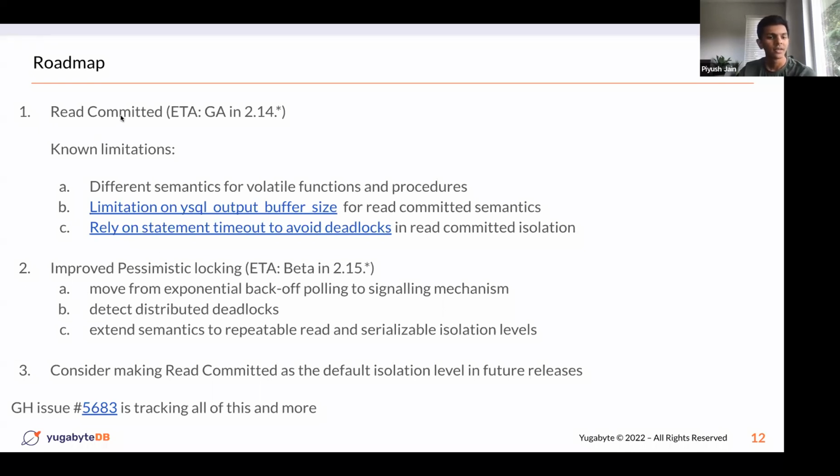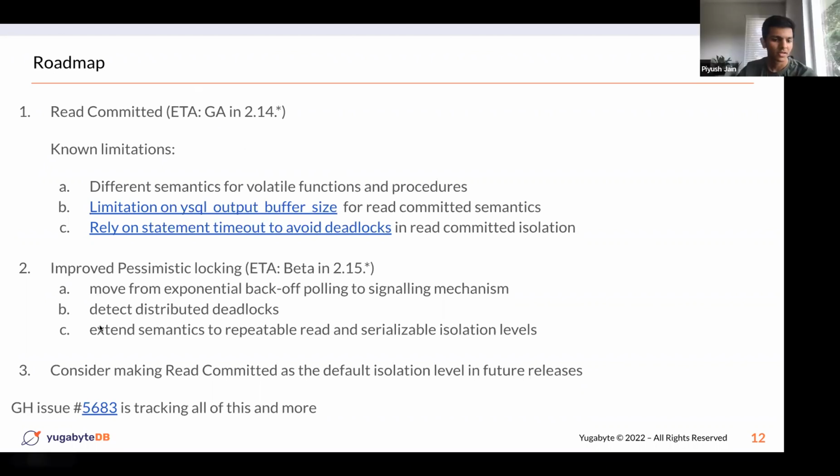Now, in the current pessimistic locking version, we don't detect deadlocks and we rely on statement timeouts to avoid deadlocks, right? Because the deadlock detection algorithm is not yet in 2.14. So these are the two things.